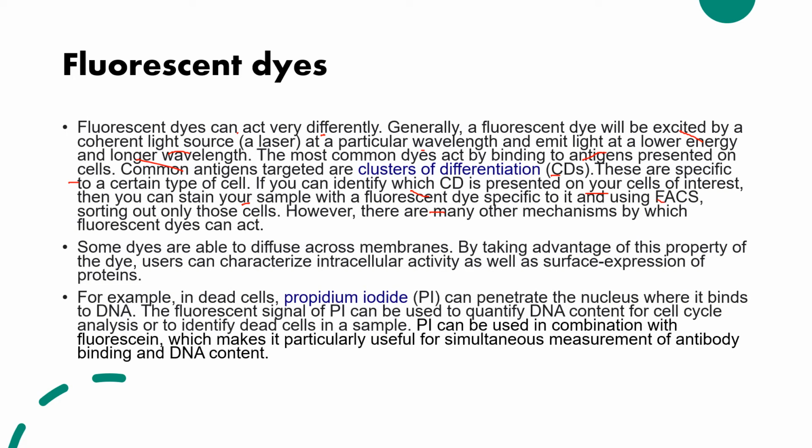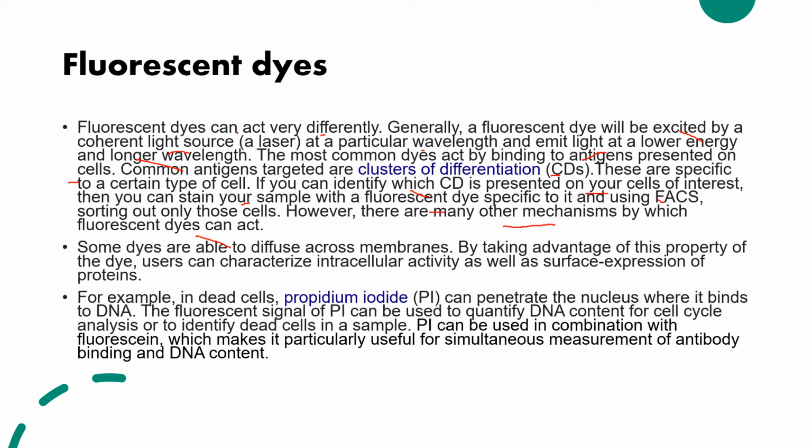However, there are many other mechanisms by which fluorescent dyes can act. I have already told you that they can bind with the cytoplasm, they can bind with the enzymes, they can bind with the DNA, they can bind with the antigens present on the cell. So there can be different ways to stain your cells of interest with a particular fluorochrome.